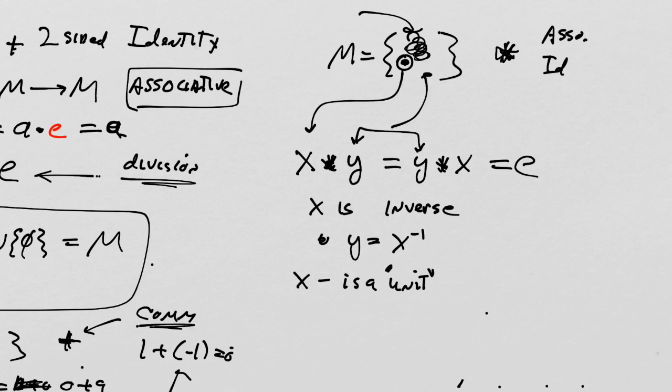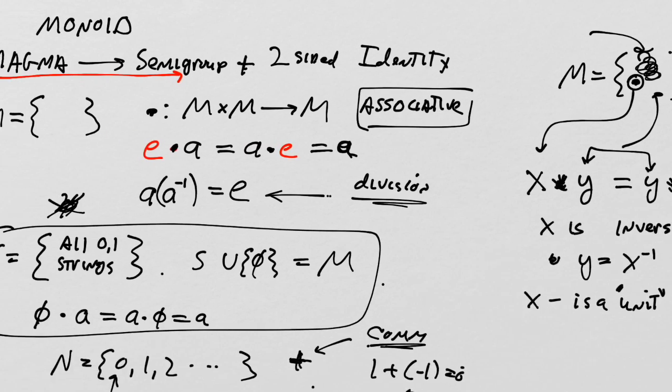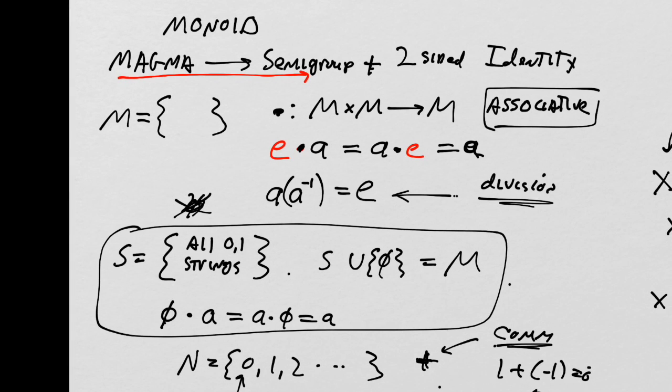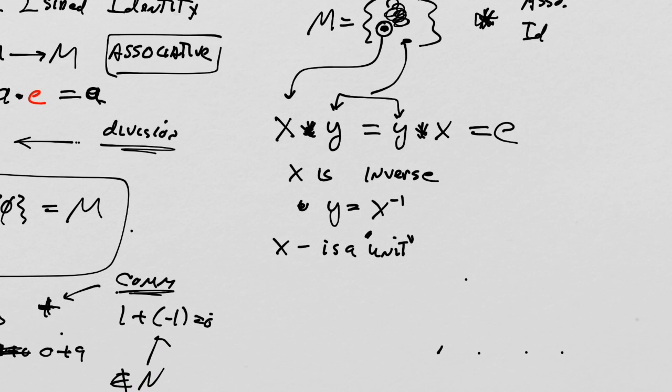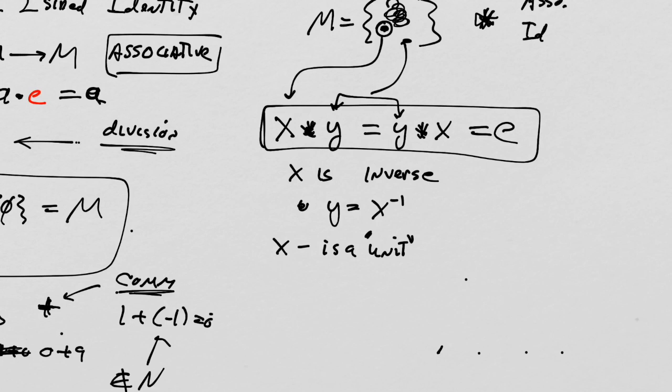So a unit element of a semigroup with a two-sided identity, which is a monoid. So a monoid is allowed to have units. Now a monoid doesn't have to have a unit, as I've already said. Not everything has to have an inverse. Not anything has to have an inverse in a monoid. But if it does, this is what we mean by an inverse.